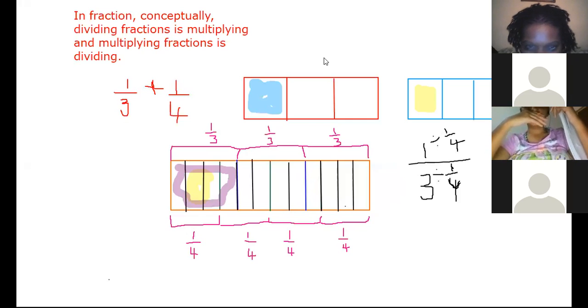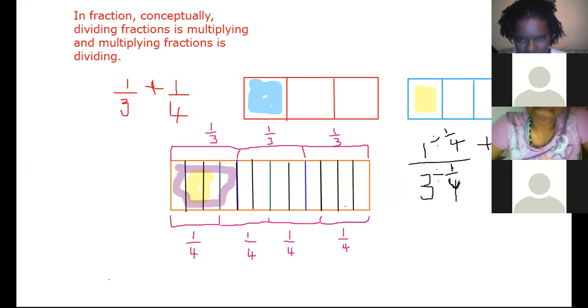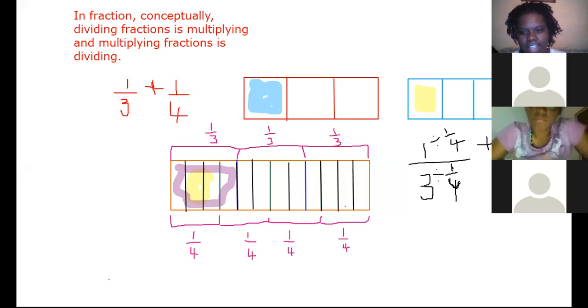We'll do that first thing in the next session. Plus 1 divided by what, guys? 1 divided by 1/3. Have I lost anybody? Good.